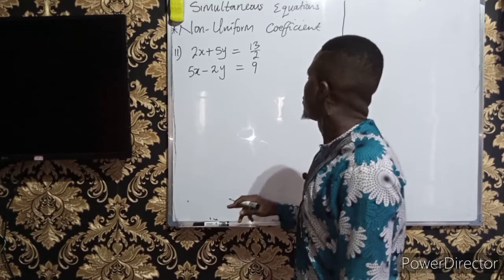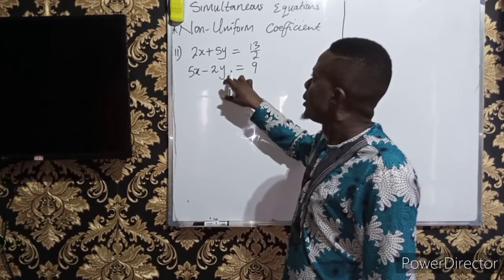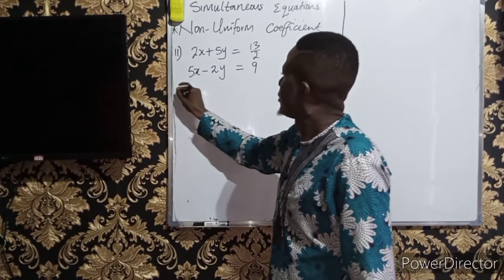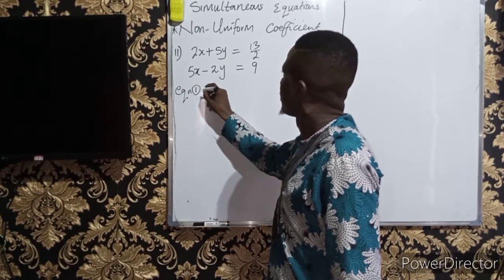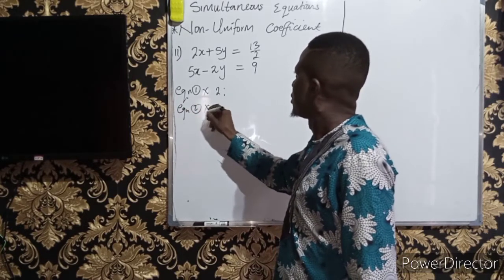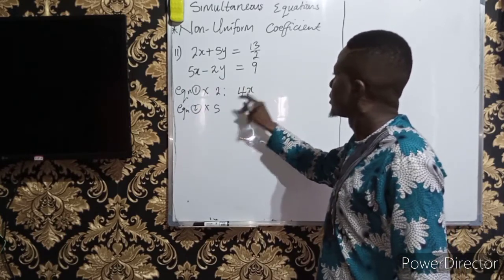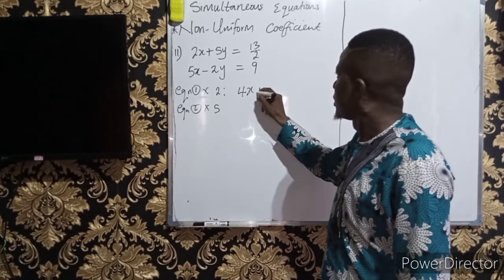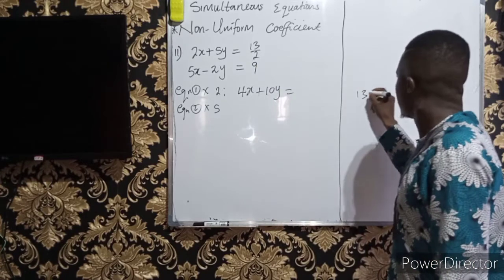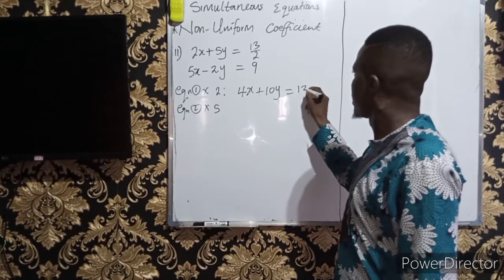Then let's say I want to eliminate y. Here I have to swap their coefficients. I'll use 2 to multiply 5 and use 5 to multiply 2 here. So I can write equation 1 times 2, then equation 2 times 5. 2 times 2x is 4x. 2 times 5y will give us 10y equals, now 2 times 13 over 2. When you have 13 over 2 multiplied by 2, 2 will just cancel 2, giving us just 13.